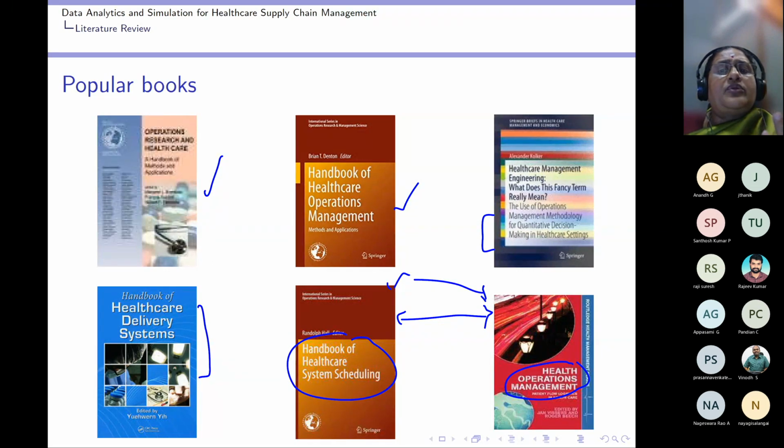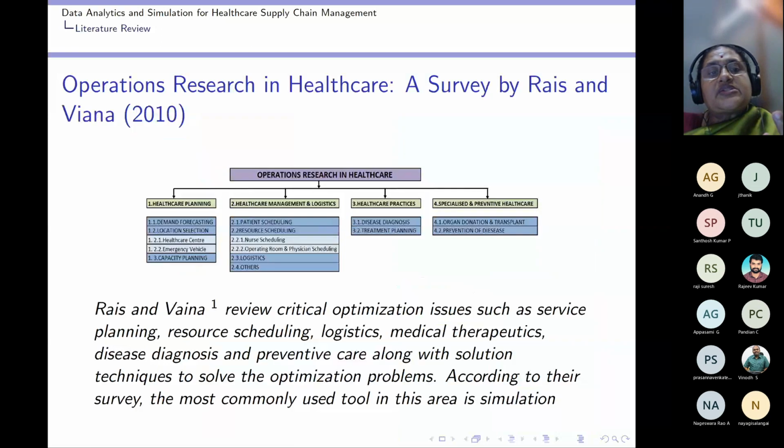Now let's look at how the literature has evolved in this one. First, I said OR in healthcare. So this is a very good reference, which is Rice and Vaina in 2010. This is a review paper, and it gave a complete review of all the OR models that are available in healthcare. They broadly classified them into healthcare planning, healthcare management and logistics, healthcare practices, and specialized and preventive healthcare.